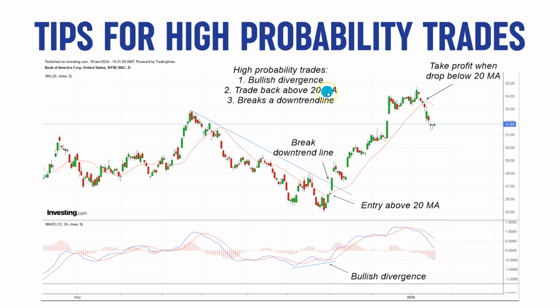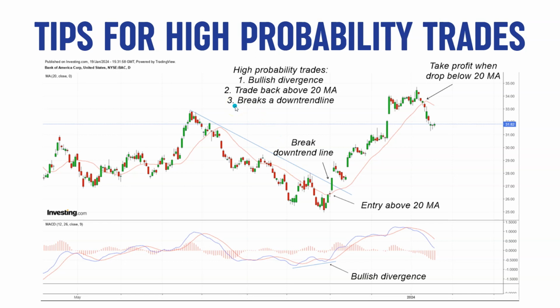Secondly, you want to look for the stock to trade back above the 20 period moving average, which is this red line. When the stock is below the 20 period moving average, short term we deem it to be bearish. But when it goes back above the 20 period moving average, short term it becomes bullish. So second point is we want to see the stock trade back above the 20 MA.